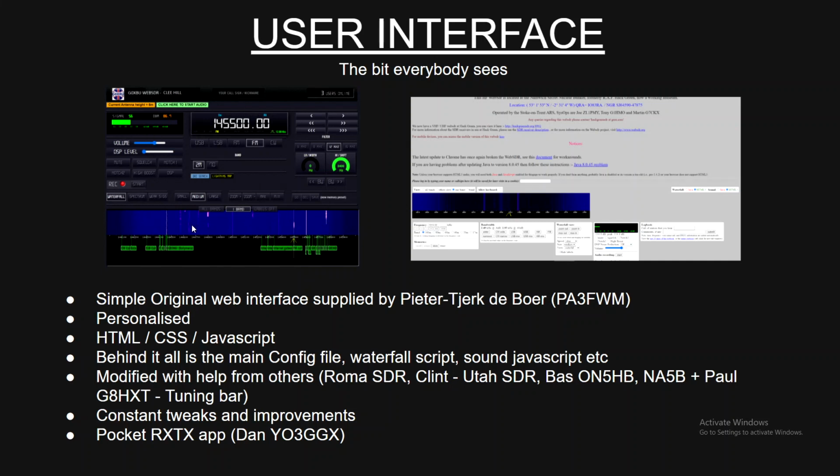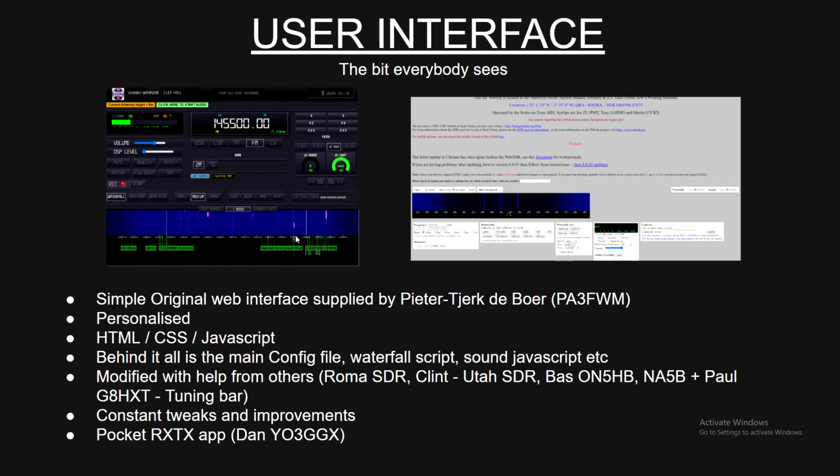So when you look at a signal strength on a WebSDR, I wouldn't really believe it unless the hosts have calibrated it properly. Some do, some don't, but for me it's more of a visual appeal. So I'll change the colors to make it obvious to see signals rather than based on their signal strength. So that's worth bearing in mind when you're going through it. But yeah, I've made a note of a few people who've helped with mine to get things working. Like I said before, Roma SDR, Clint at Utah, Bass, NA5B, and Paul GAHXT.